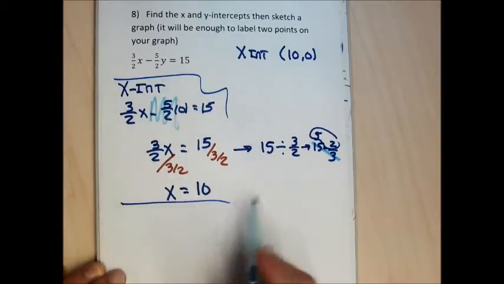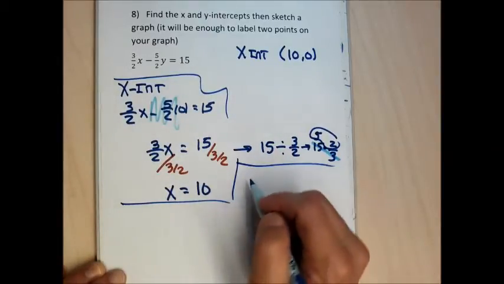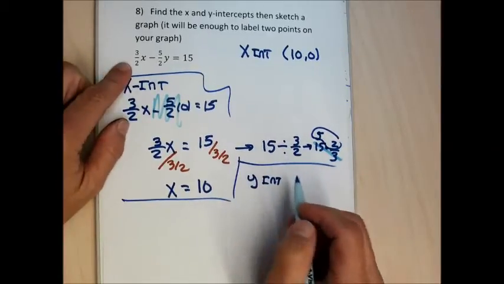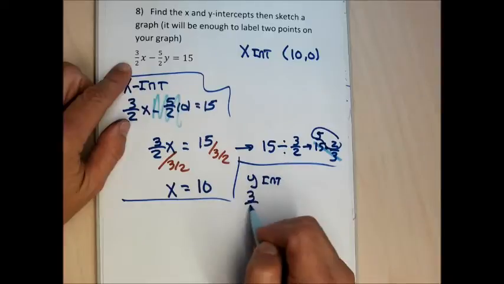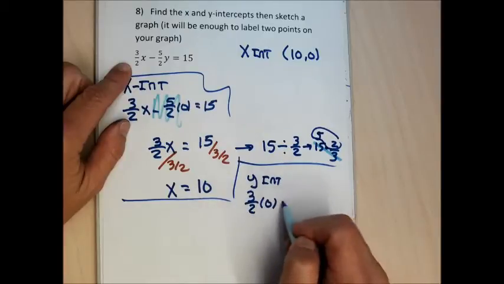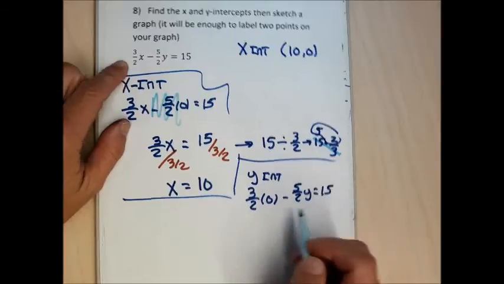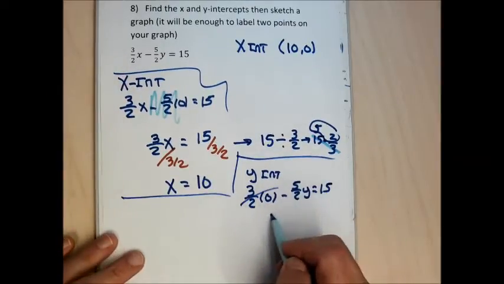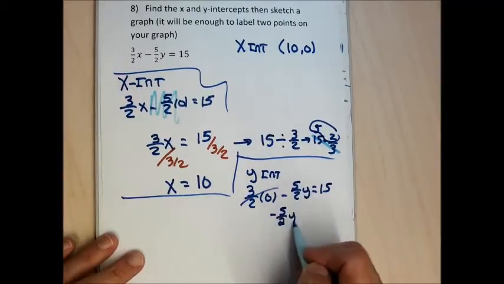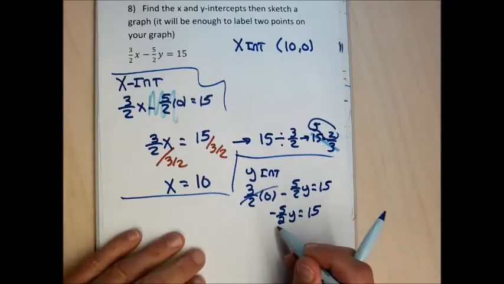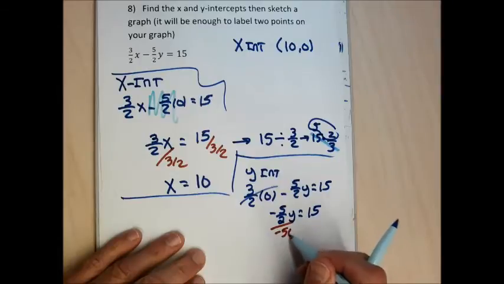I'll do the same thing for the y-intercept. So for my y-intercept, I'm going to plug 0 in for x and go 3 halves times 0 minus 5 halves y equals 15. This piece is 0, so I'm left with minus 5 halves y equals 15. I need to divide both sides by minus 5 halves.